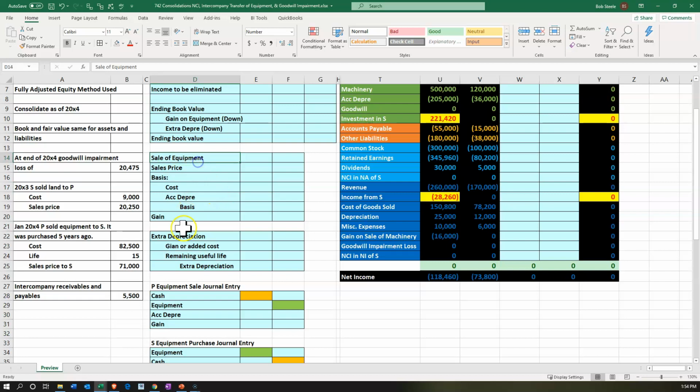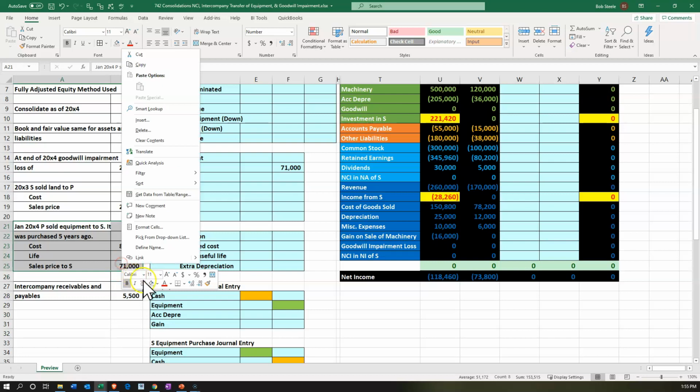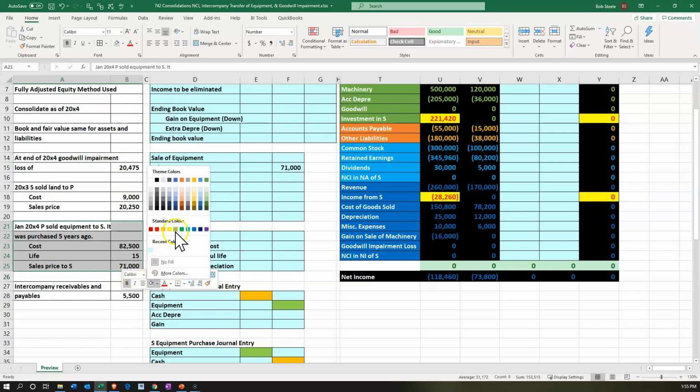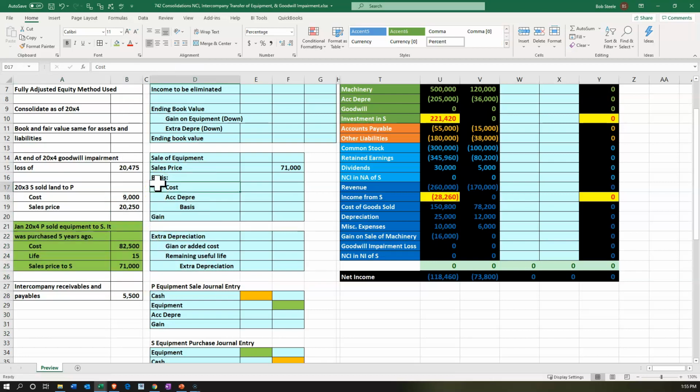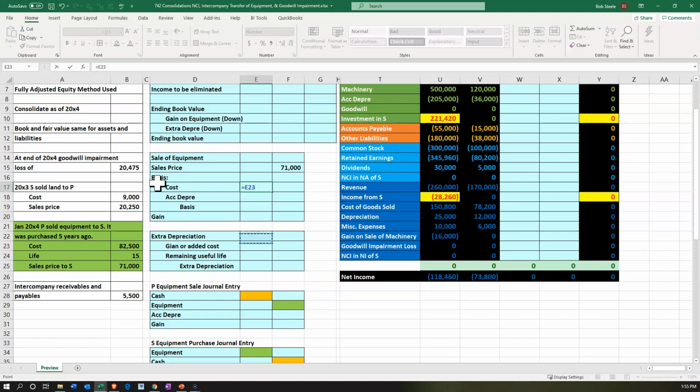All right, well, we're going to say the sale of equipment. The sales price, I'm going to put this in the outer column, the sales price of the equipment down here is going to be 71,000. I'm going to highlight this information green so we can focus in on it. That's where we're at. Then we have the basis, or the book value, which is going to be equal to the cost, originally 82.5, then the accumulated depreciation.